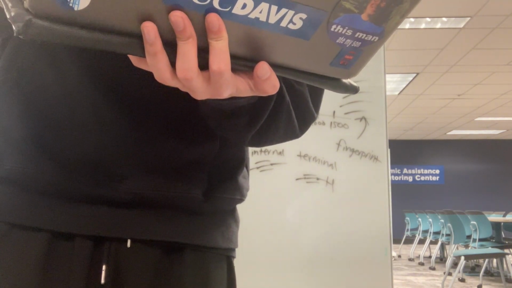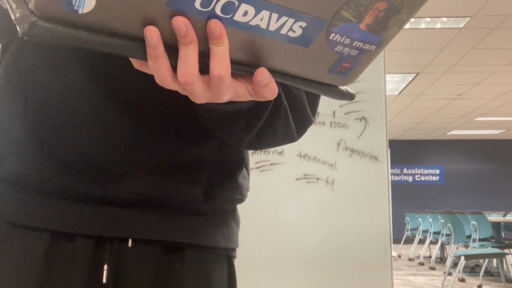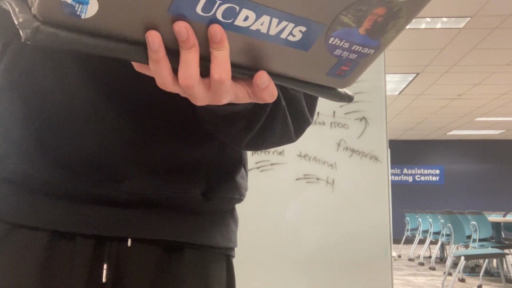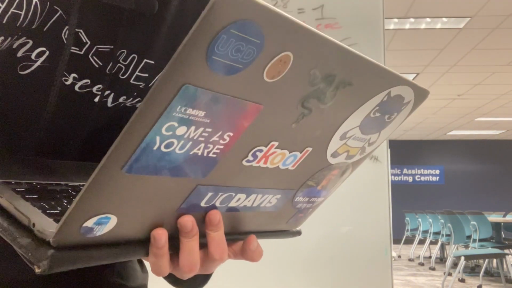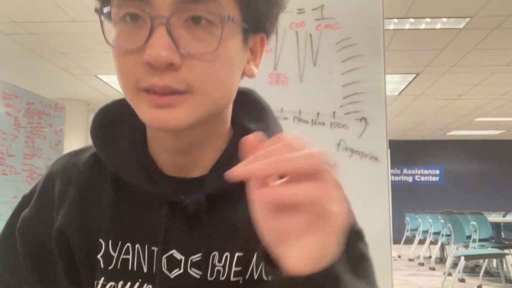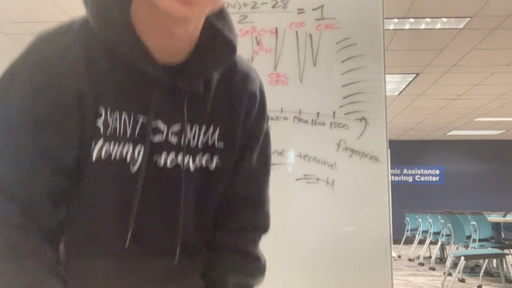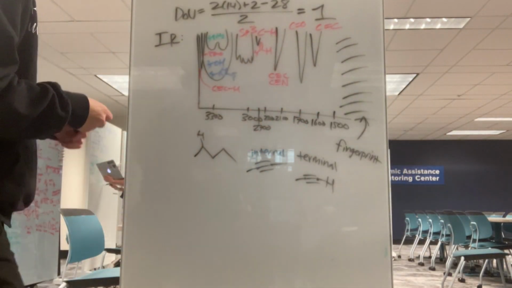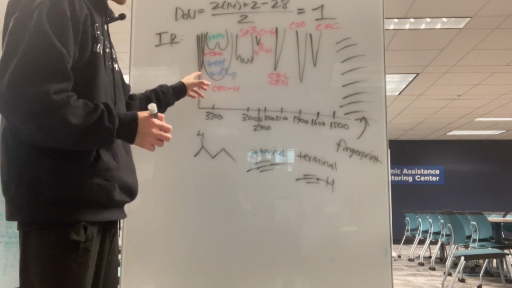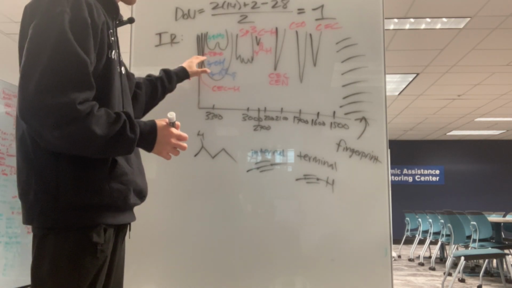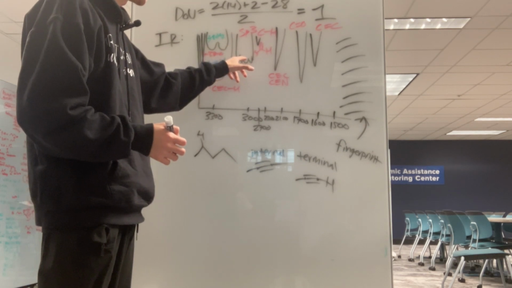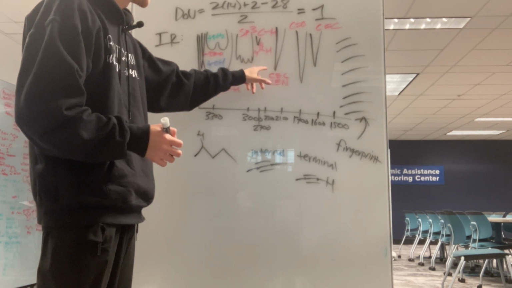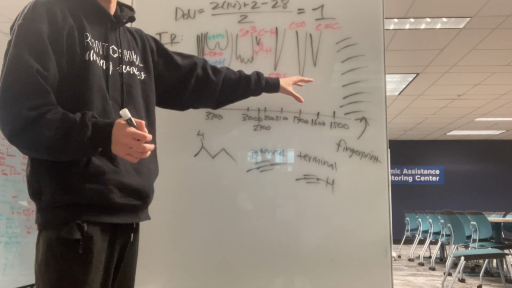Spectroscopy. Okay, so moving on. Anything else from the IR chart? 3,300 sharp peak, 3,300, 2,700. I think that's it from that chart, right?